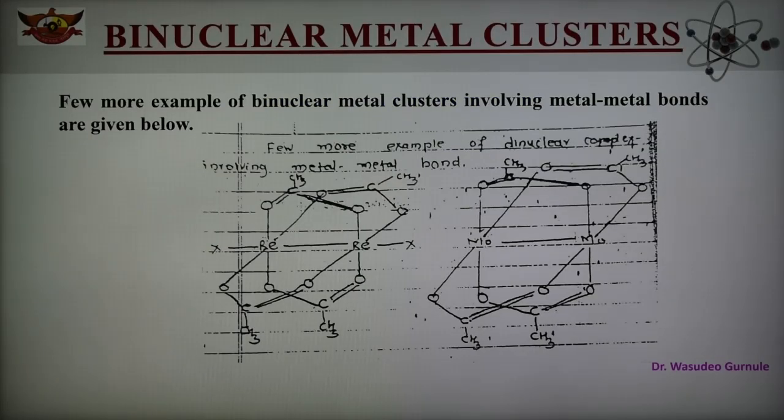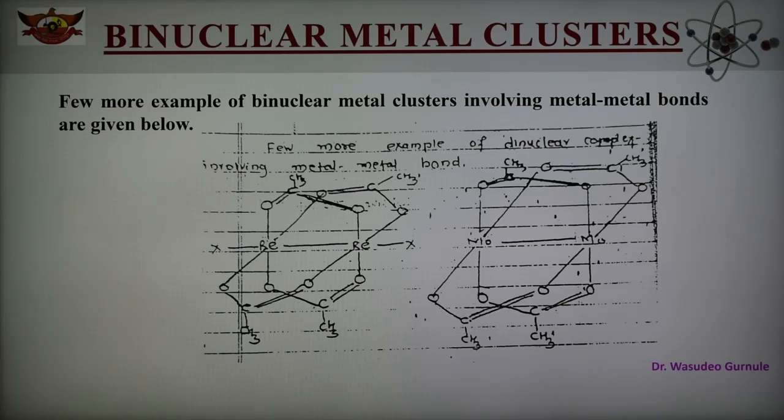As we have discussed, a binuclear metal cluster example is Re2Cl8 2-, in which rhenium has a +2 oxidation state. Similarly, another example of a binuclear metal cluster containing metal-metal bonds is Mo2Cl8 3-, and the structure of this Mo2Cl8 3- is identical to that of Re2Cl8 2-. Only the oxidation state differs. In Re2Cl8 rhenium has a +2 oxidation state. In the case of Mo2Cl8 3- the oxidation state is +3. So only the oxidation state of the metal differs.